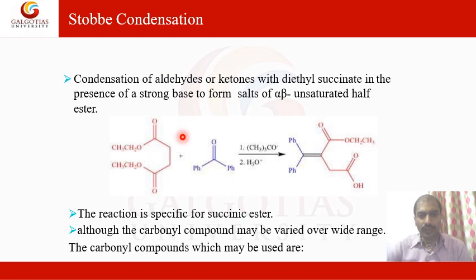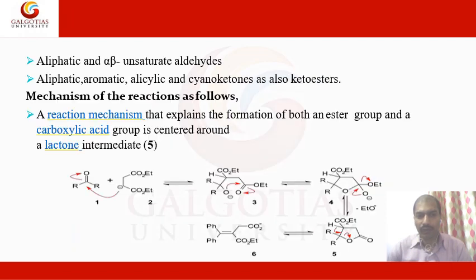This is a condensation of an aldehyde or ketone, like this. The ketone is being taken here, for example, but this reaction can also go with an aldehyde, with diethyl succinate. This is the diethyl succinate. In the presence of a strong base, it forms a salt of an alpha beta unsaturated half ester. So here you see the half ester forming. This reaction is specific for succinic esters, although the carbonyl compound may be varied over a wide range.